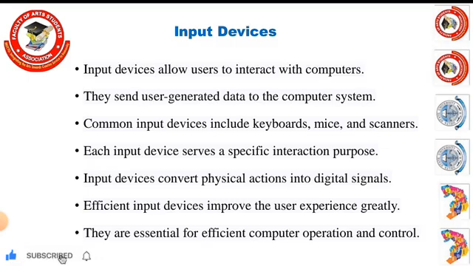And each of these input devices, whether it is your keyboard, your mouse, your scanners, they all have specific functions they carry out. And what they do is that they convert physical actions into digital signals. If I type E on my system, it's going to appear on my monitor. So that's what it is. It has taken a physical action into a digital signal at that particular point in time. So they are very efficient, if used efficiently.